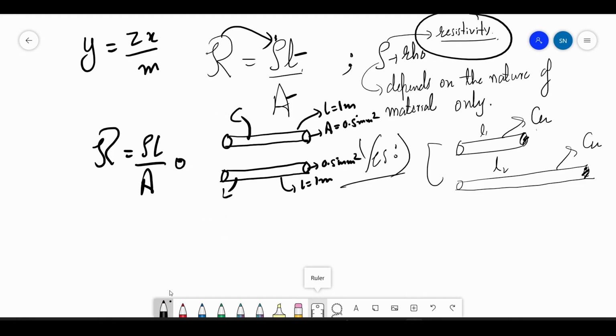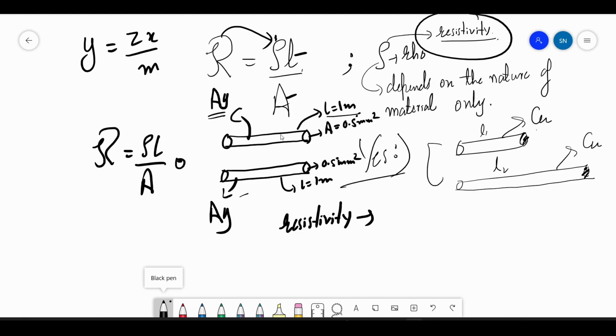For R to be the same, now let me quote another example. This wire is made up of silver. It has a length of 1 meter, area of cross section of 0.5 mm square. This also is made up of silver, 0.5 mm square, length 1 meter. Will their resistivity be the same? Yes, sir. Why, Hamza? Because they are made of the same material. Very good. They are made up of the same material.